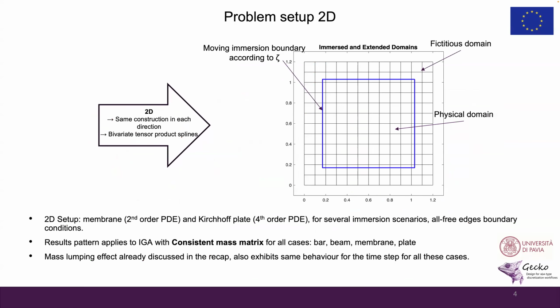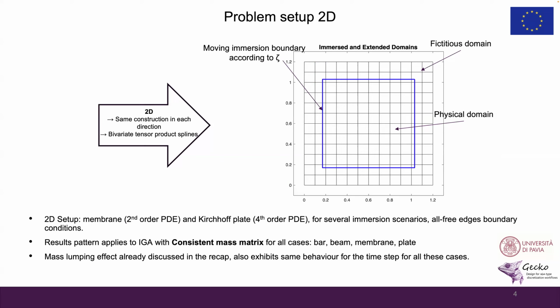Moving to 2 dimensions, the construction is analogous. We now use bivariate tensor product splines. The same B-spline basis is applied in each spatial direction to discretize a square physical domain immersed in a structured grid, known also as the extended domain.